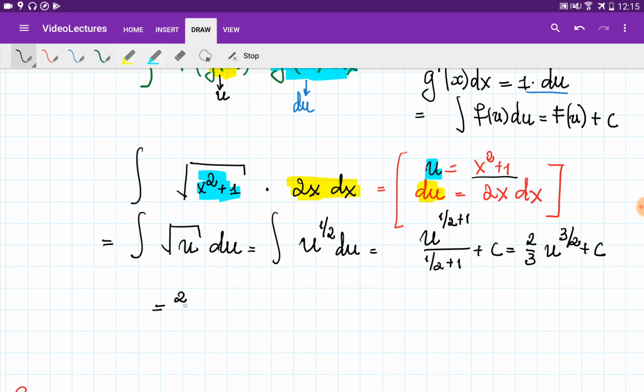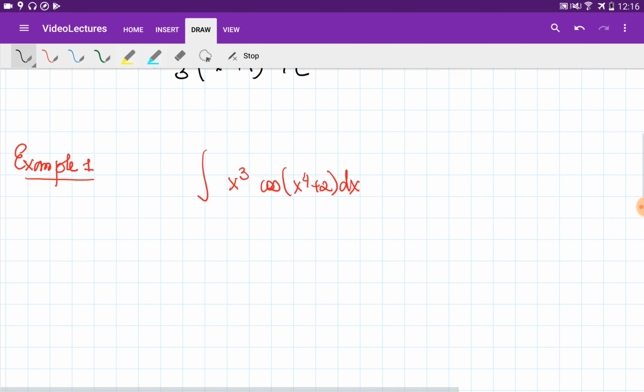So you can write this as (x squared plus 1) to the power of 3 over 2 plus some constant. Please note, since we are doing this for the indefinite integral, we always need to add some constant at the end. So let's do more examples.